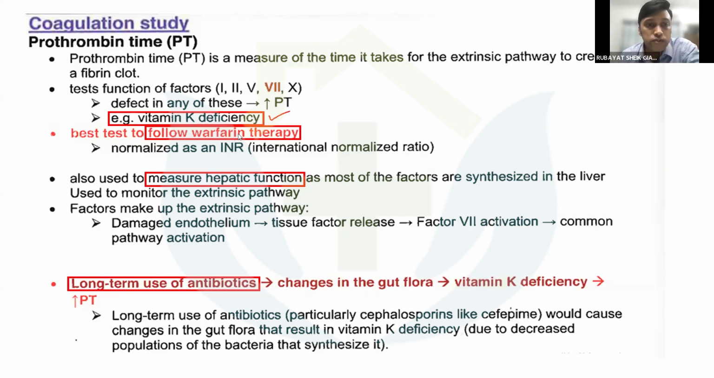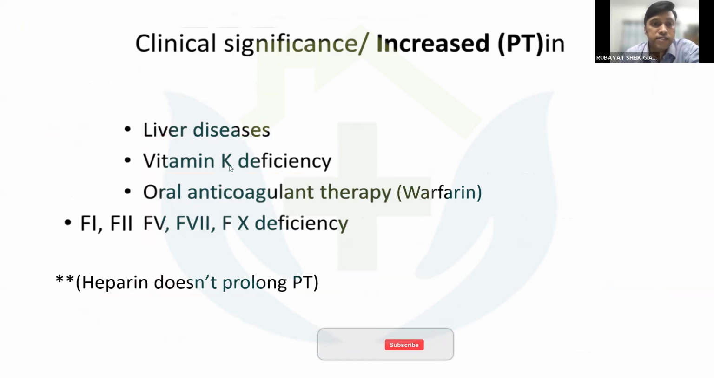Warfarin is an anticoagulant, as you know. It acts through the extrinsic pathway. So you have prothrombin time to measure following warfarin therapy. As I said, liver function. These are the 3 important uses of the prothrombin time. So this is pretty important: liver disease, vitamin K deficiency, and follow-up after using warfarin. So these are the important uses of prothrombin time.